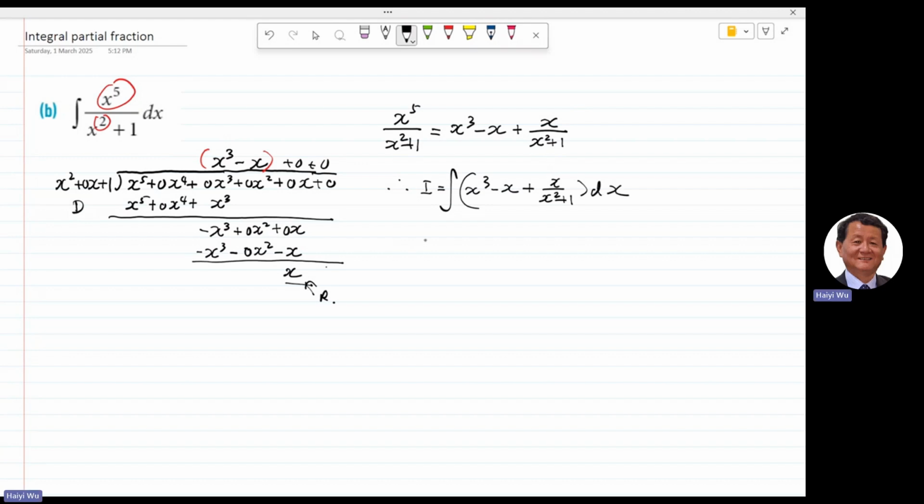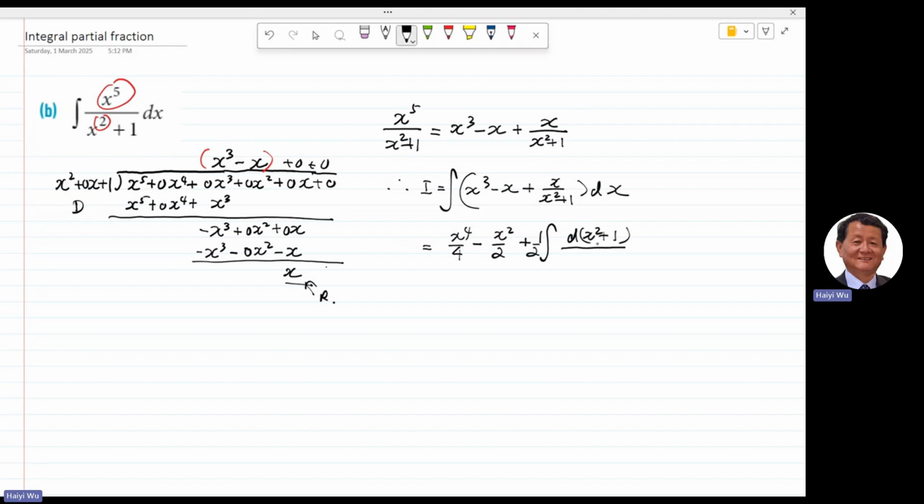That will be easy to do. The first part will be x to the power 4 over 4 minus x squared divided by 2. For the next one, I'm going to do half of 2x over x squared plus 1.